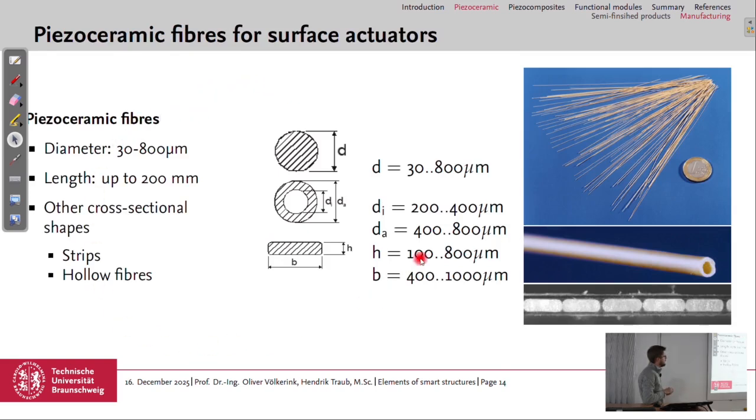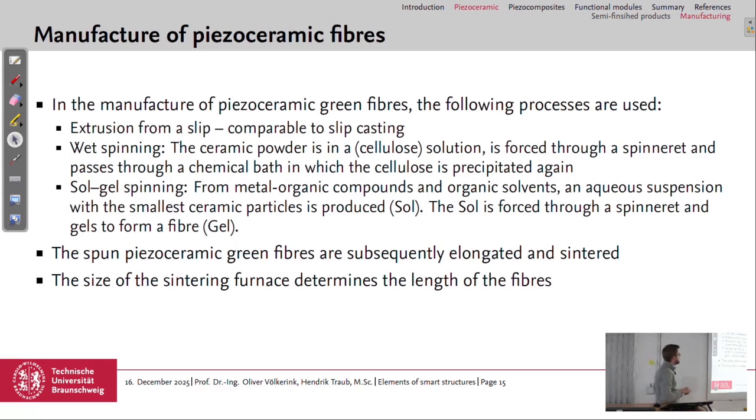These two manufacturing processes are for the plates or for the thin films. We also have these piezoceramic fibers we already spoke about, and the manufacturing process for these fibers can be similar to the slip casting. So you can also have an extrusion from a slip comparable to the slip casting, but you can also use wet spinning. Then the ceramic powder is in a cellulose solution and forced through a spinneret, and it passes then through a chemical bath in which the cellulose is precipitated again. So you get rid of the cellulose, you only need it for the process.